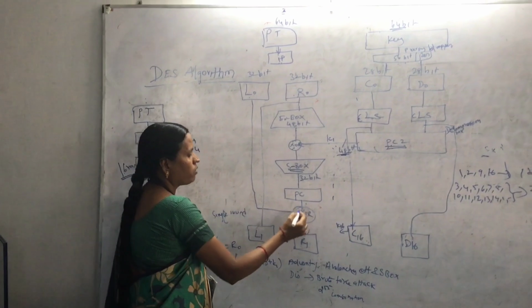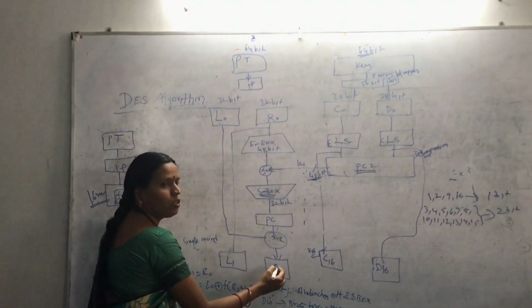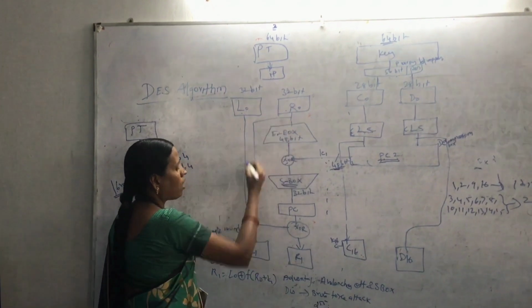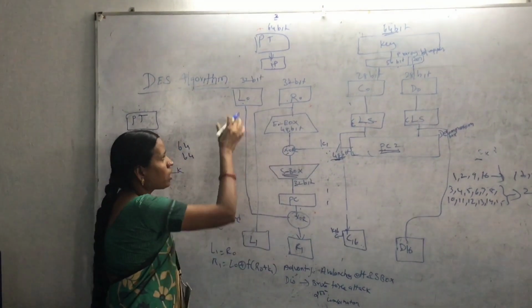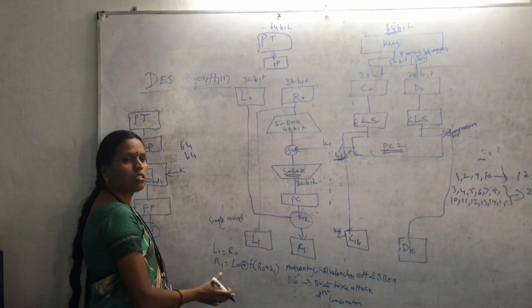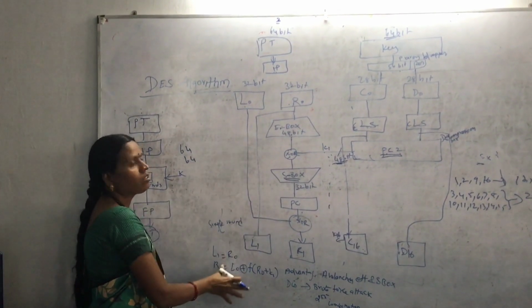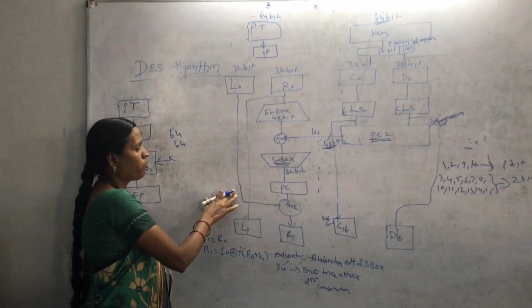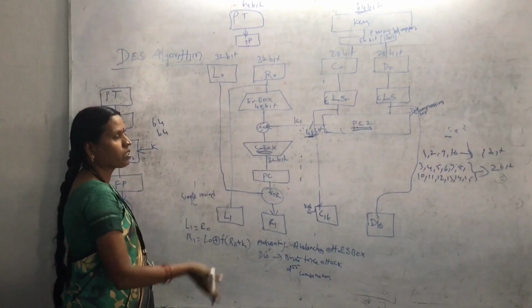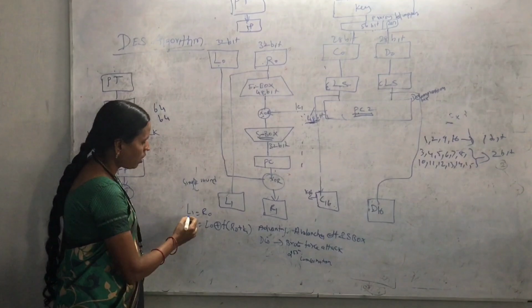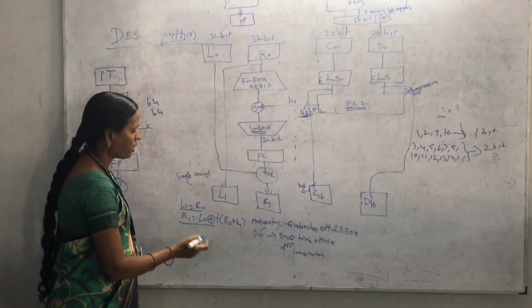So after XOR with the L0, we are getting the new value R1. Again this new L1 value becomes the same R0. So this is for round 1. Similarly, all the 16 rounds will be performed the same. For round 1 what we have performed, the same function will be executed for all the rounds. After using the formula, that is how we are getting the formula for each and every round.